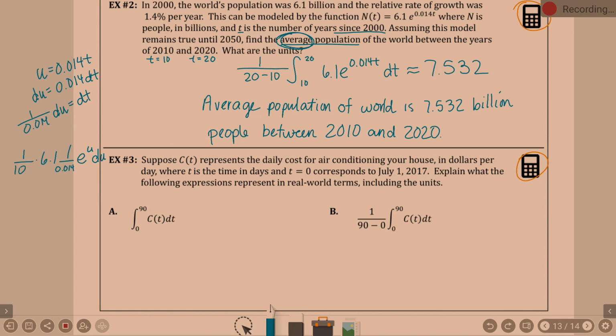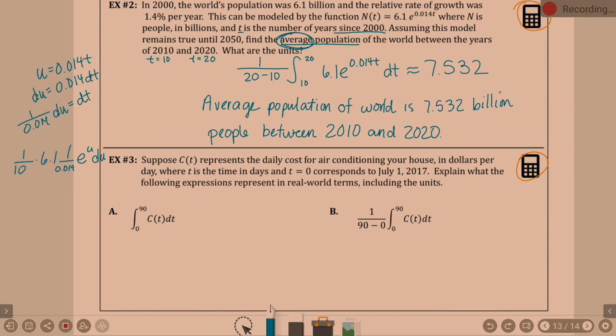Okay, so you're going to have to go back and dissect that because I read quick. What does this represent in words? The integral from 0 to 90 of C of T dt. So 90 days after July 1st. Okay. How much it costs after. Daily cost of air conditioning your house.